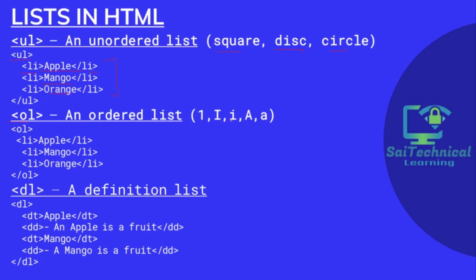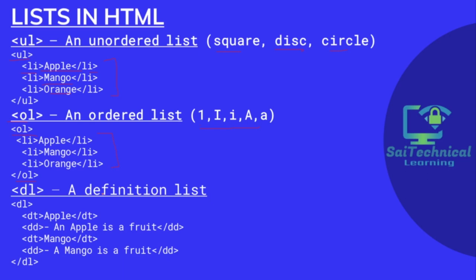Similarly, ordered list. So we have the ordered list tag, that is OL, followed by the list items, and again we need to close that particular OL. So again the OL tag has types like numbers, Roman numbers or alphabets.